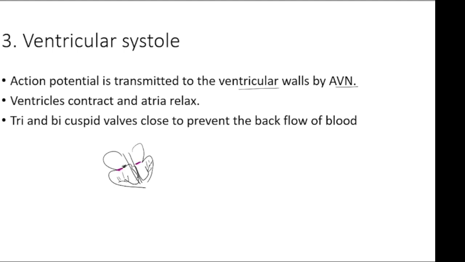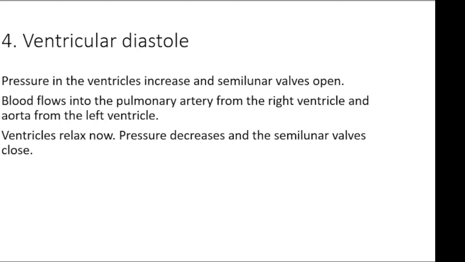Simultaneously, what happens? Atrial relaxation happens, or atrial diastole happens. Ventricular systole increases ventricular pressure, causing the closure of tricuspid and bicuspid valves, because now we don't want the blood to go back to the atrium. So valves always prevent backflow of blood.